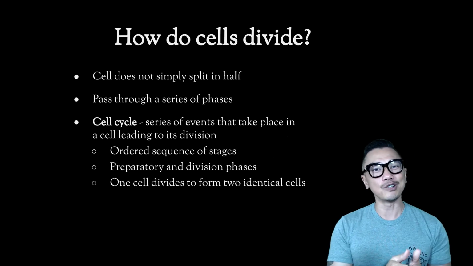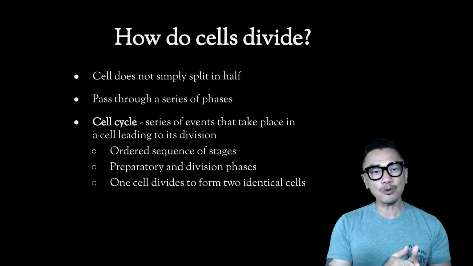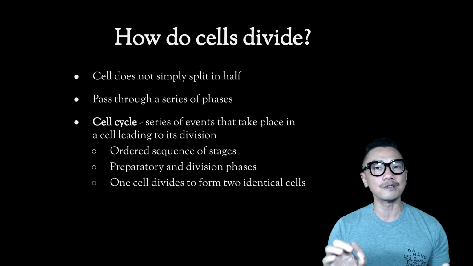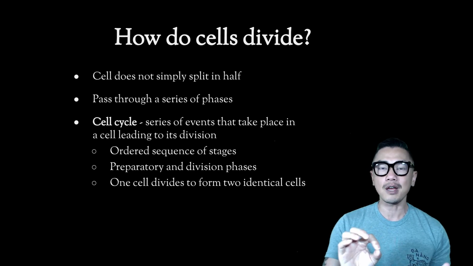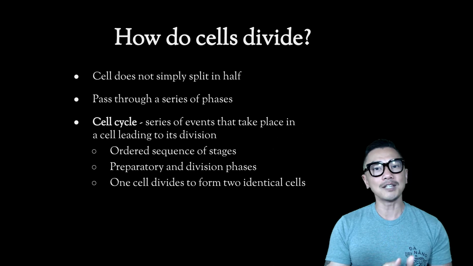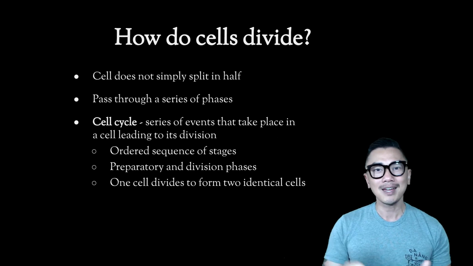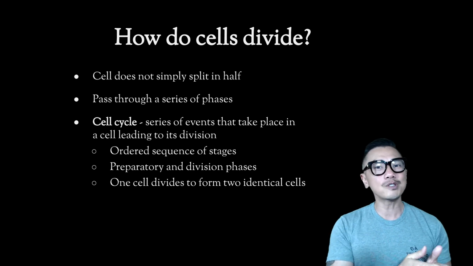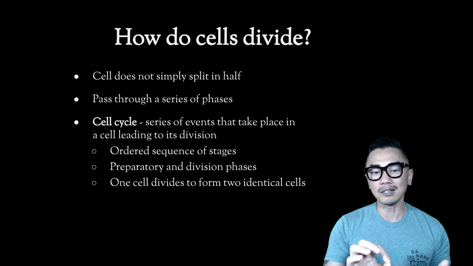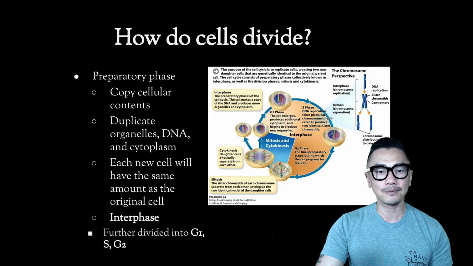In cell division, cells do not simply split in half. They go through a series of phases called the cell cycle. The cell cycle is ordered and predictable. It has a preparatory part where the cell prepares to divide, and a division part where the cell divides. Through the cell cycle, one cell divides to form 2 identical cells.